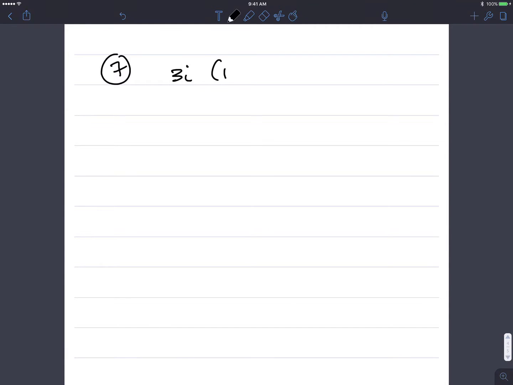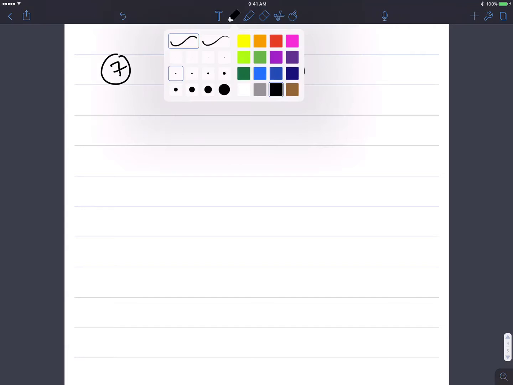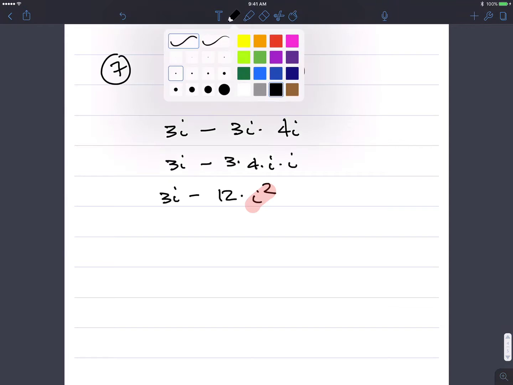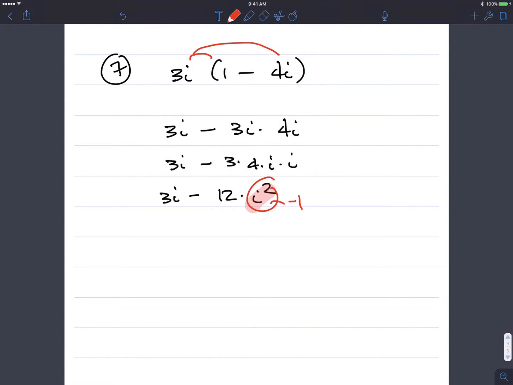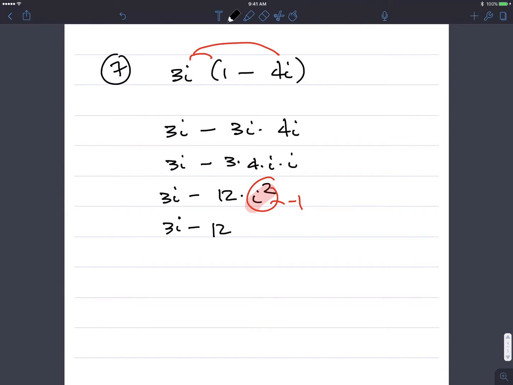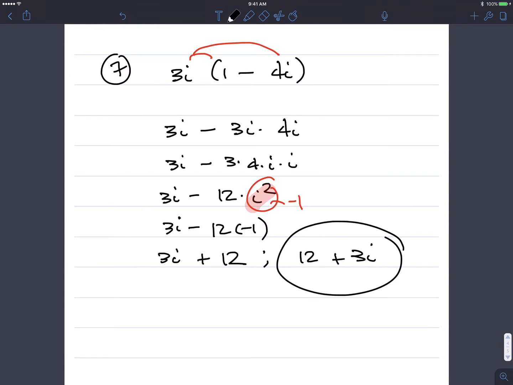Number 7, 3i times 1 minus 4i. We're going to use the distributive property. So 3i times 1 is 3i minus 3i times my 4i. I'm going to rearrange the order here, where I have 3 times 4 times i, and I'll have 3i minus 12 times my i squared. Don't forget to replace the i squared here with -1. What you end up with is 3i minus 12 times -1, or 3i plus my 12. I'm going to write this as a complex number, 12 plus 3i. And we're done.